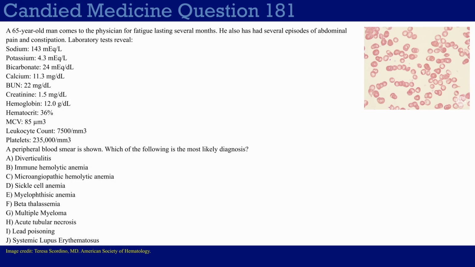Choice A, diverticulitis. Choice B, immune hemolytic anemia. Choice C, microangiopathic hemolytic anemia. Choice D, sickle cell anemia. Choice E, myelophthisic anemia. Choice F, beta thalassemia. Choice G, multiple myeloma. Choice H, acute tubular necrosis. Choice I, lead poisoning. Or choice J, systemic lupus erythematosus. I'll wait 5 seconds and answer the question.